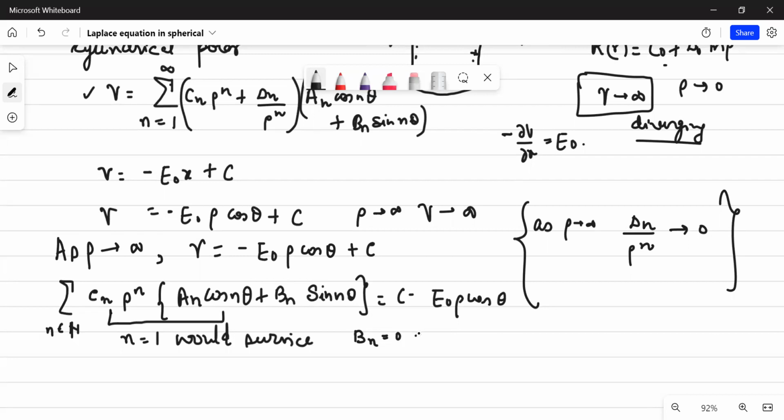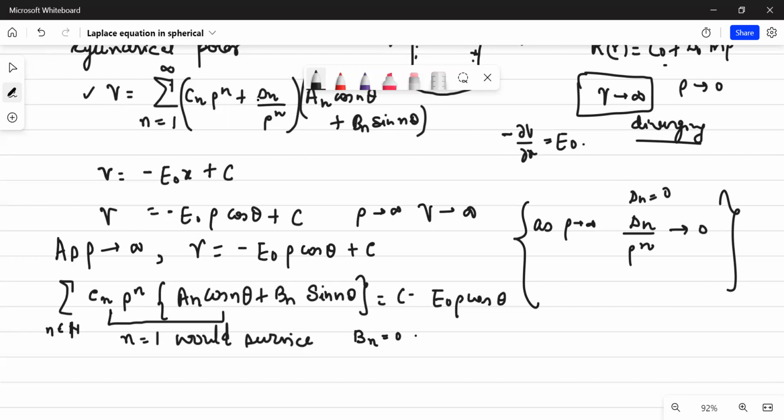Okay. So only the n equal to 1 term would survive. And also remember, I'm not writing Dn equal to 0. I'm just saying that as rho tends to infinity, this overall term would become 0. Are you getting my point? I'm not saying that Dn is 0. I'm saying this entire term would go to 0. I hope it is clear.